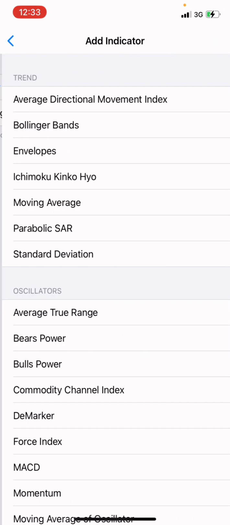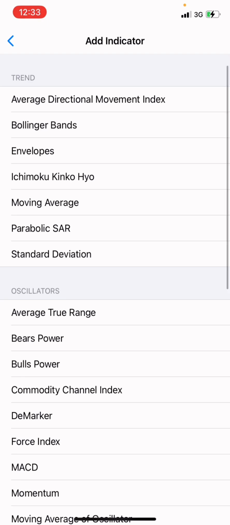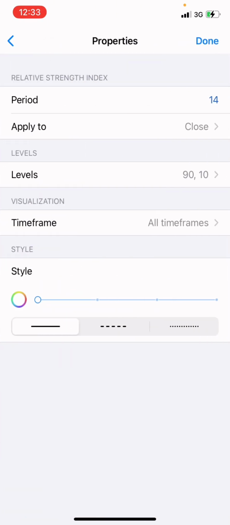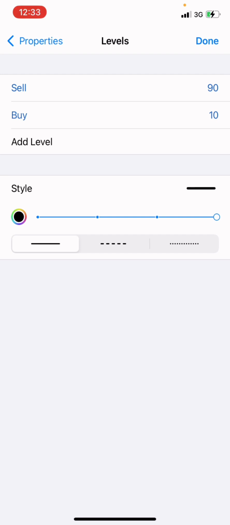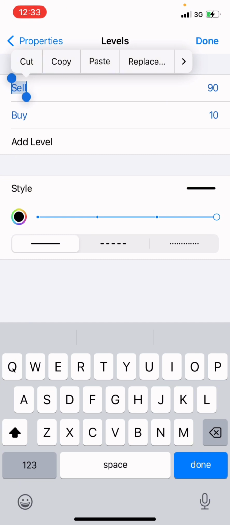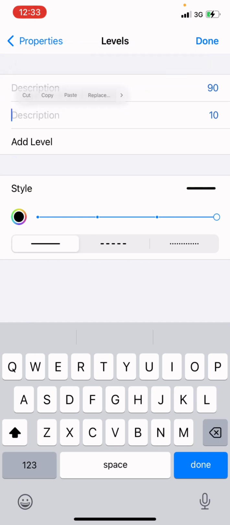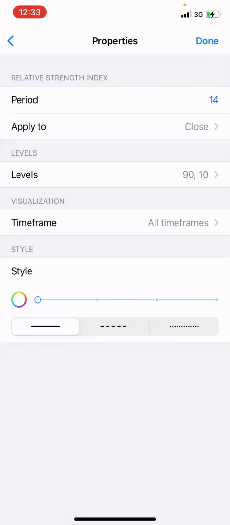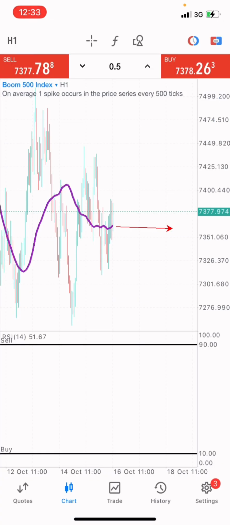We put in the RSI, which is the relative strength index, period 14. The same parameters we use on the crash market, with the levels of 90 and 10. Then ignore this buy and sell right here. I normally use this on the crash market, but for the boom market you want to put it the opposite. You put the buy at the top, which is the level of 90, and the sell at the bottom, the level of 10. Then the style: 4 pixels, color black, with a straight line pattern. Then the style here, color white, done.